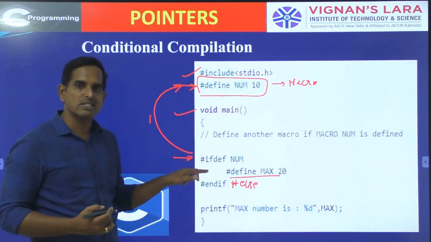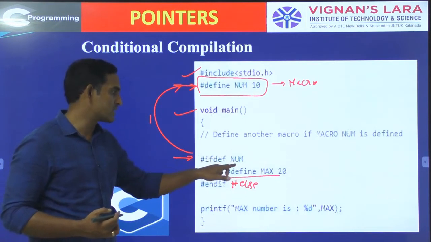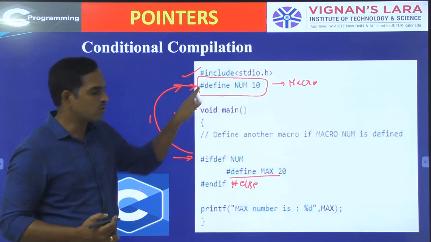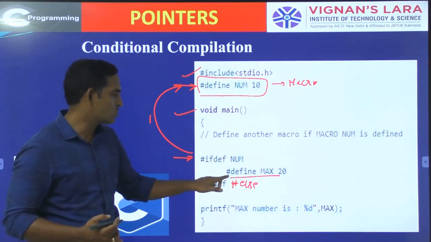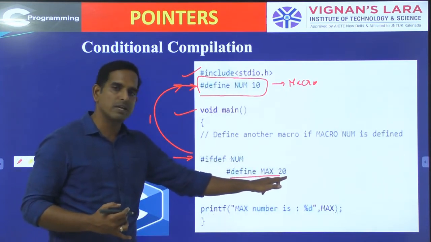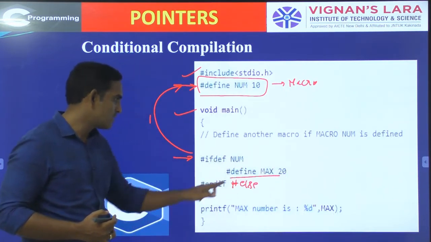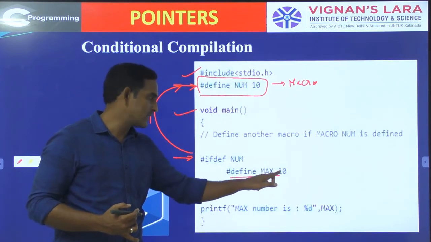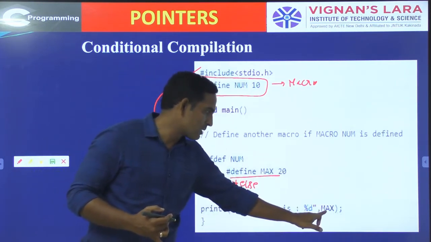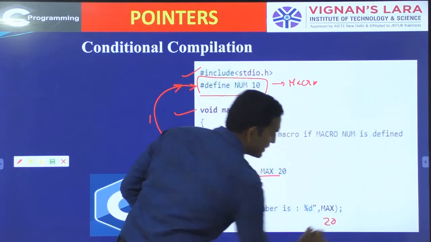So ifdef means whether the particular definition is present or not. Here, NUM has a definition, so this is a true statement. True means this particular statement will be executed. That is, macro MAX will be created and the value 20 is there. And if I print the max number is MAX, the value 20 will be printed.